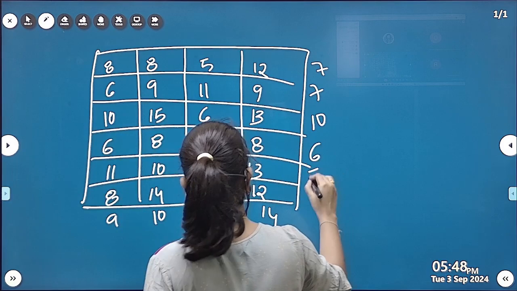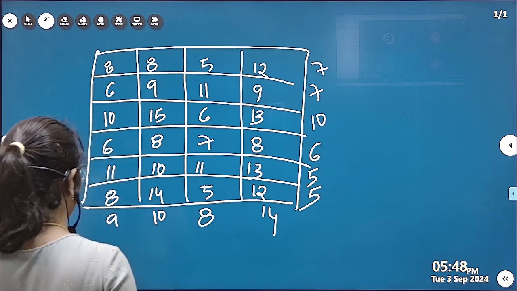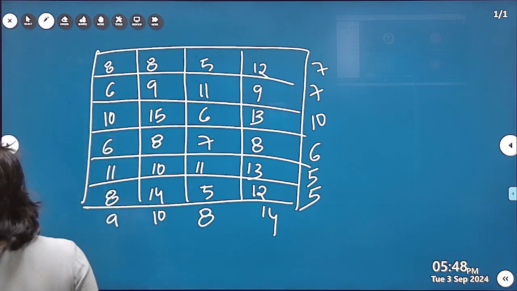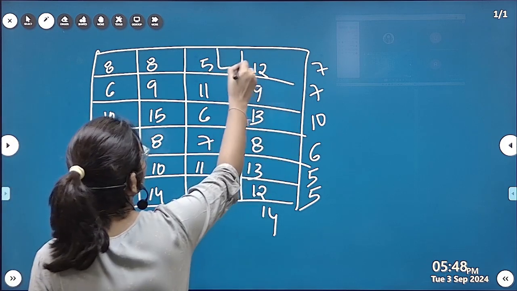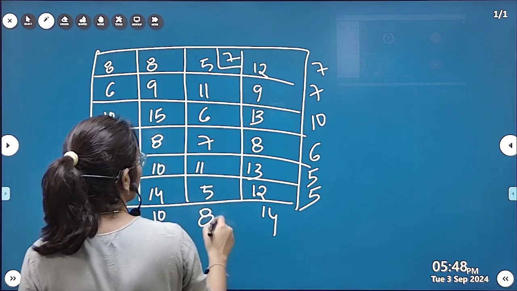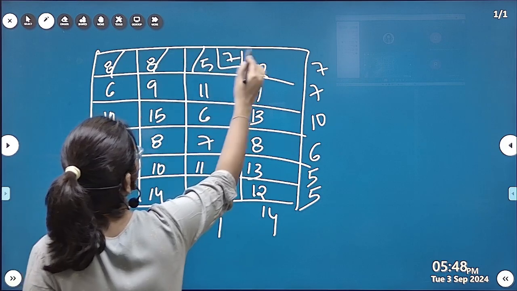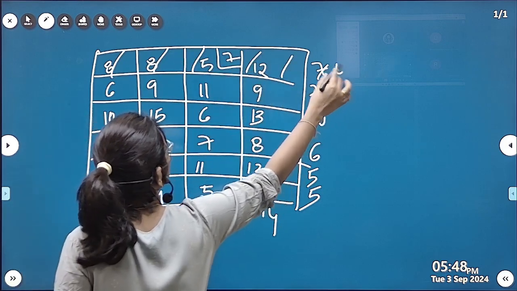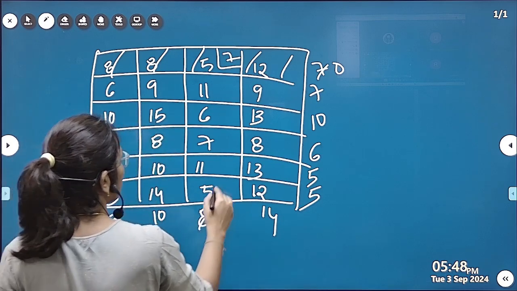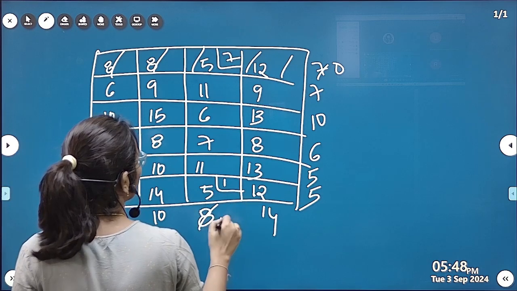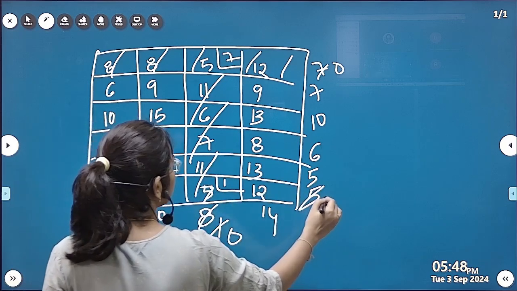6, 5 and 5. So the first least cost is 6, right? Oh sorry, 5, right? So 5. So here 5 will take 7, so it will be 1. Cancel this. So it will be 0. So the next least cost is 5 over here. So here 1, 0. This is 4.